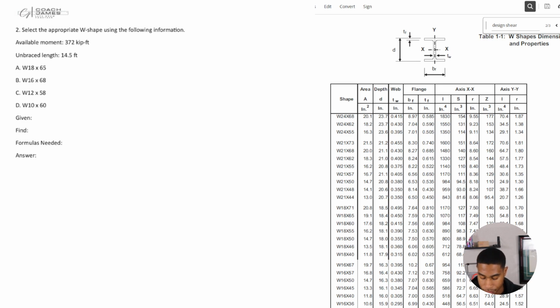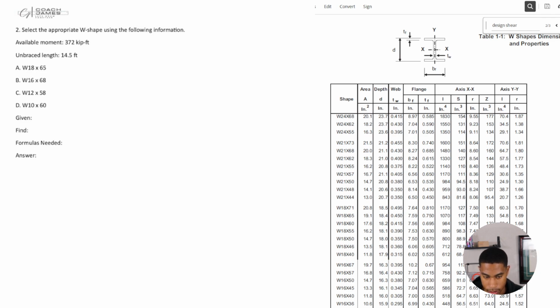All right. Next one, number 2. It says select the appropriate W shape using the following information. All right. Available moment is 372 kip-feet, and then the unbraced length is going to be 14.5 feet.